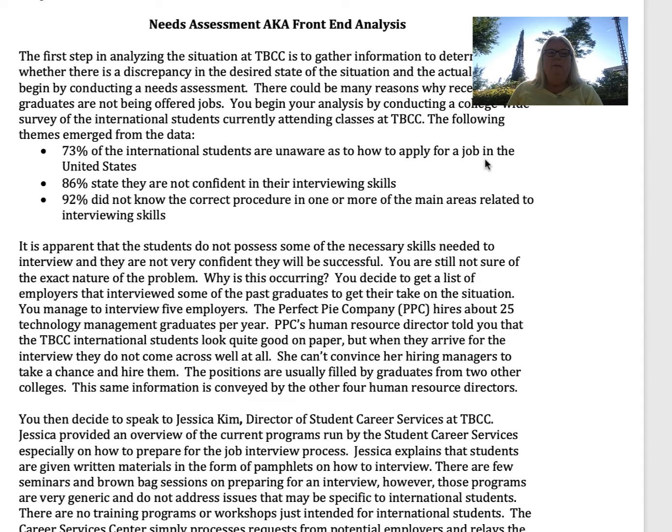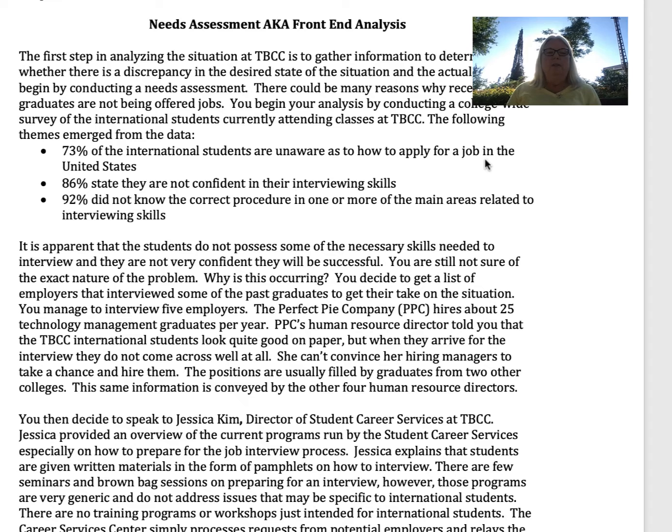So the first step is to determine whether there's a discrepancy between the desired state and the actual state. And we kind of determine this in the introduction, that it's desired that these students graduate and they get great jobs and great offers, but it's not happening. So there is a discrepancy. So now we want to say, why is there a discrepancy? So we start by gathering some data.